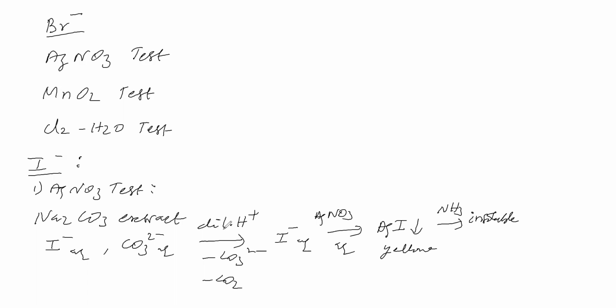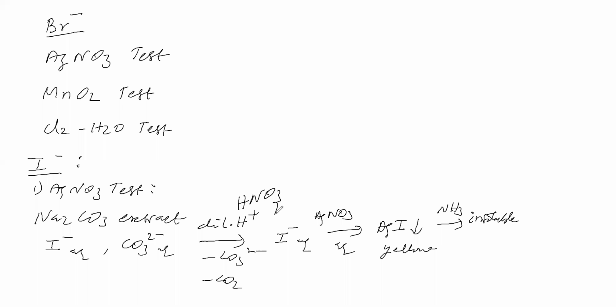Okay. Here, since you are adding silver nitrate, the dilute acid is dilute HNO3, nitric acid. Don't add HCl because Cl minus with Ag plus gives AgCl white precipitate. Don't add HBr because Br minus with Ag plus gives AgBr pale yellow precipitate. Don't add HI because we are testing I minus. Don't add acetic acid because acetate with silver gives silver acetate white precipitate. Don't add sulfuric acid because sulfate with silver gives silver sulfate white precipitate.